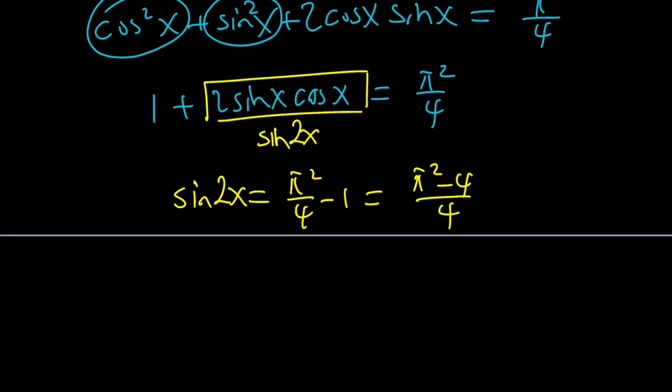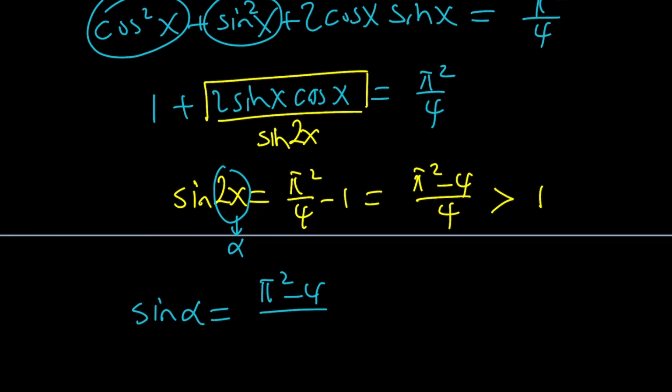Okay. So, what are we looking at? We have the sine of an angle, but that is greater than 1. So, the solutions are non-real. How do we handle the solutions in this case? Again, Euler's formula comes to the rescue. For simplicity's sake, I can go ahead and set the 2x to alpha because I don't want to deal with the double angles. And then sine alpha equals pi squared minus 4 over 4.